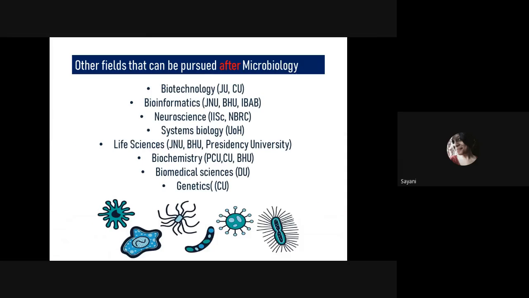So other fields that can be pursued after microbiology: you finish your bachelor's in microbiology and you think what next to do. Suppose you don't want to do a master's in microbiology, so what else can you do? You can shift to biotechnology, bioinformatics, neurosciences, systems biology, life sciences, biochemistry, biomedical sciences, and genetics. None of these will have any constraints upon you, so you can choose anything and just look up the good universities all over India, and I've listed a few in each of these subjects, and you can just go to their websites and check their eligibility and when their entrances and so on are held.